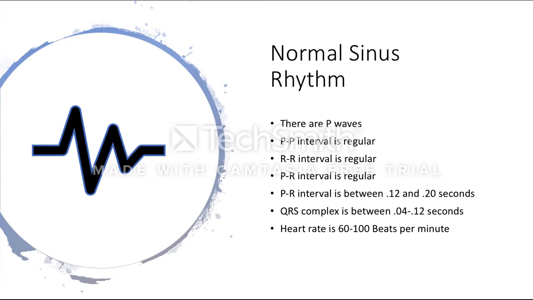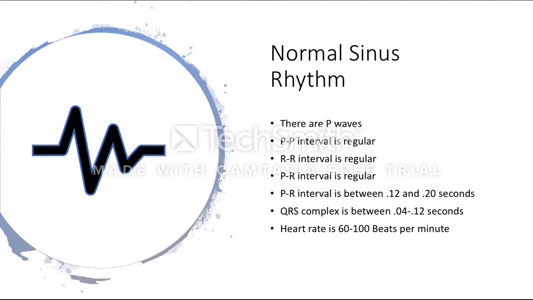Normal sinus rhythm. So we know that these are sinus rhythms because they're generated in the sinus node of the heart, which means that they're going to all have P waves. So we do have a P wave. Our PP interval is regular. Our PR interval is regular. Our RR interval is regular.